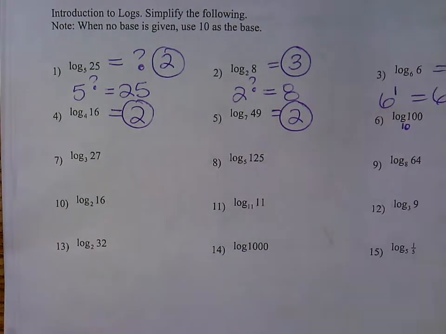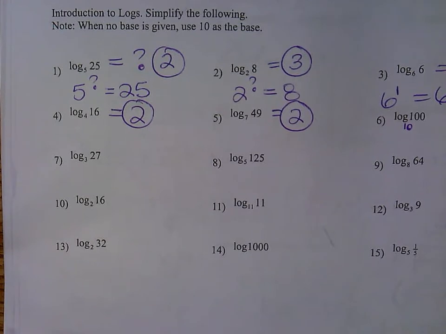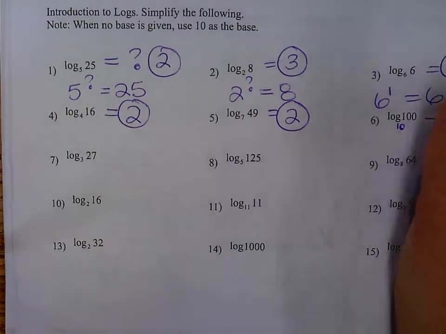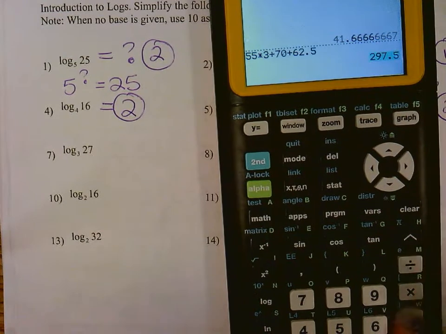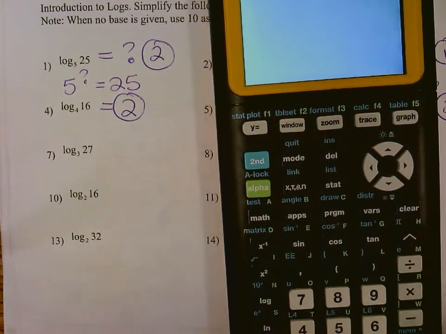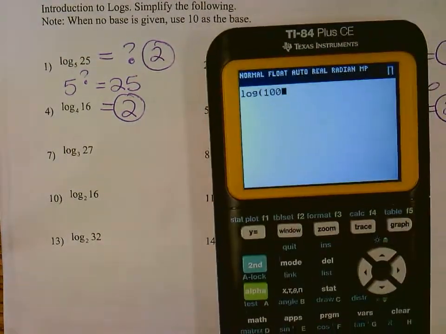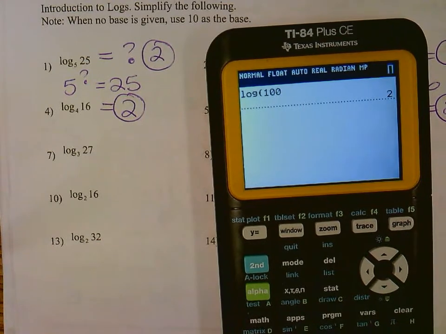Just like in a square root function, do I have to tell you that the index is 2 for square root? No. So usually it's just not written there. So it's just not written here. So this is just asking you 10 to what power is 100? The answer is 2. And if I actually type the log of the number 100 on my calculator, it'll tell you the answer is 2.